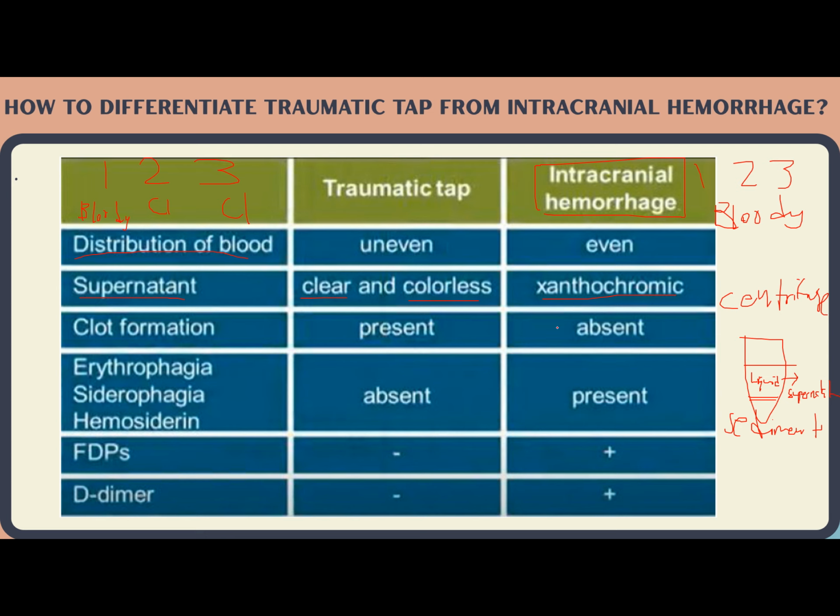Then for clot formation, if it's traumatic tap, there would be a clot formation. If it's intracranial hemorrhage, no clot formation. Then the presence of erythrophagia, siderophagia, and hemosiderin would be absent in traumatic tap, but present in intracranial hemorrhage. Then FDPs. FDPs stand for fibrin degradation products. An example of a fibrin degradation product is your D-dimer. So it would be negative for traumatic tap, positive for intracranial hemorrhage.